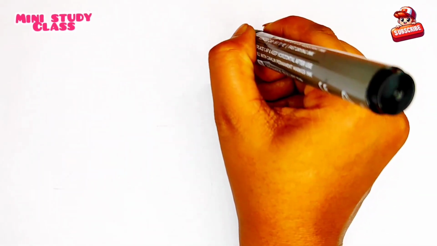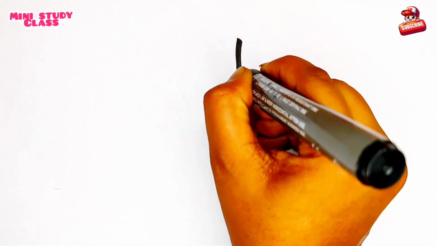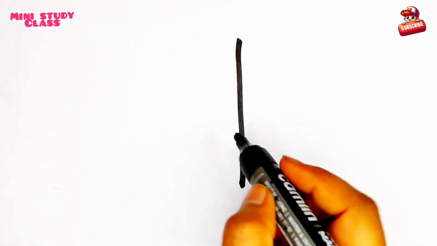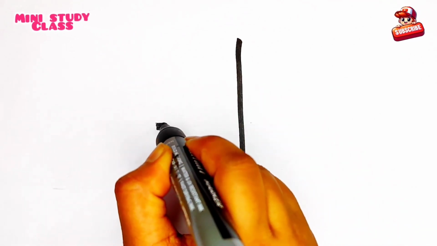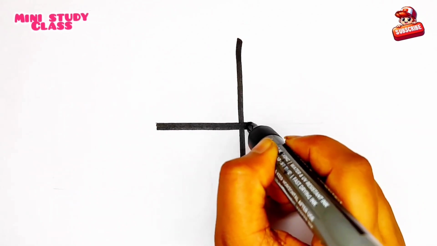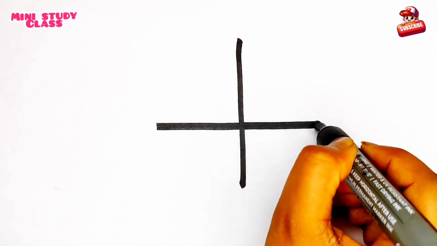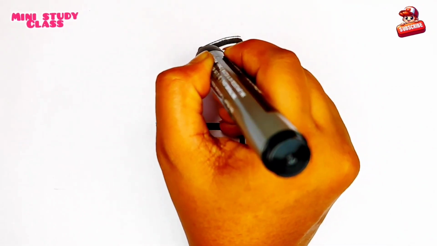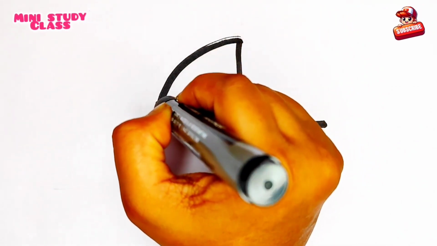At first, we took a black marker and started the drawing. Firstly, we draw two straight lines and make a plus shape. We draw a curve using that.